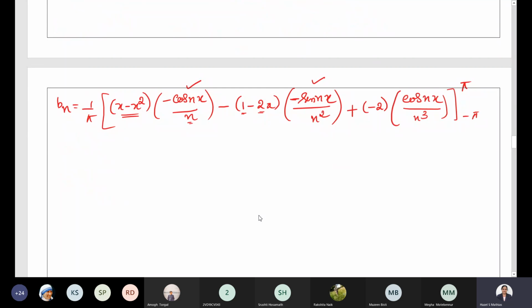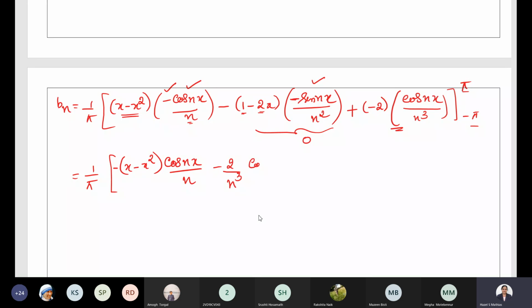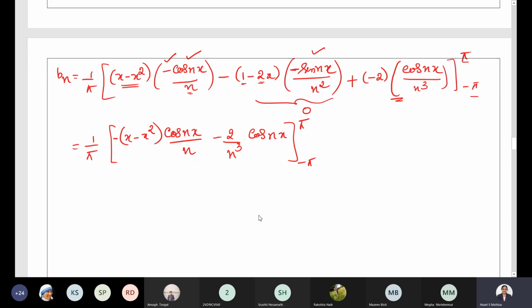Now again you can see the limits vary from minus pi to pi, and sin n pi is there. So the middle term will become 0, because sin n pi is 0. When you put the lower limit and upper limit, it is going to be 0. So you need not worry about it. Whatever terms are remaining, just write them down. It is x minus x square, minus sign is already there, cos nx by n, and the third term is minus 2 by n cube cos nx. Upper limit is pi, lower limit is minus pi.